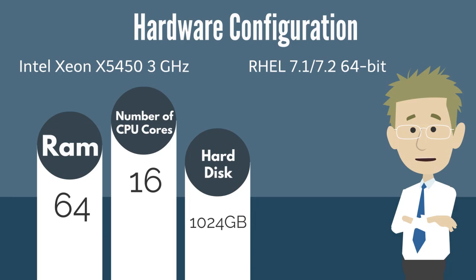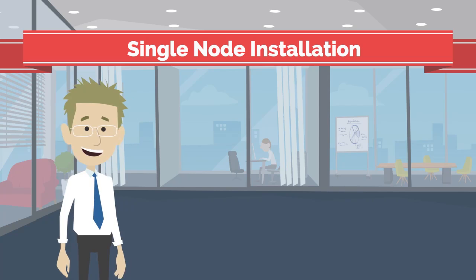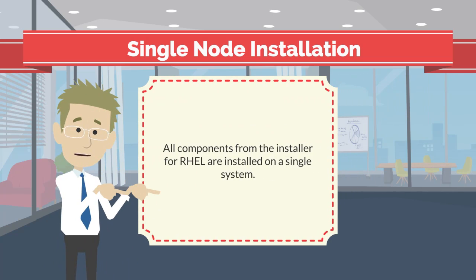The following hardware configuration is recommended on a single node containing all the CA App Experience Analytics components. CA App Experience Analytics supports a single system deployment. In this type of deployment, all components from the installer for Rail are installed on a single system. The database that the application uses can either be on the same system, where the CA App Experience Analytics components are installed, or on a different system.